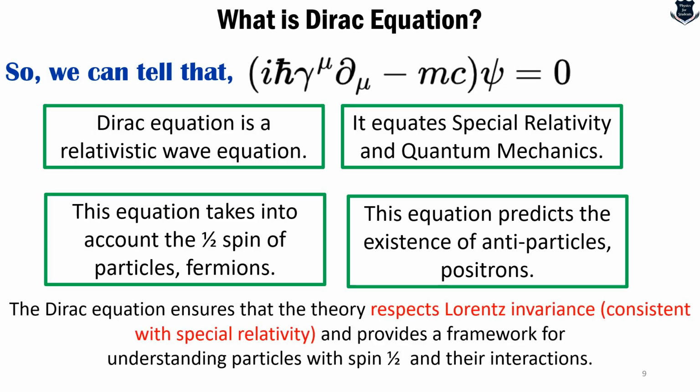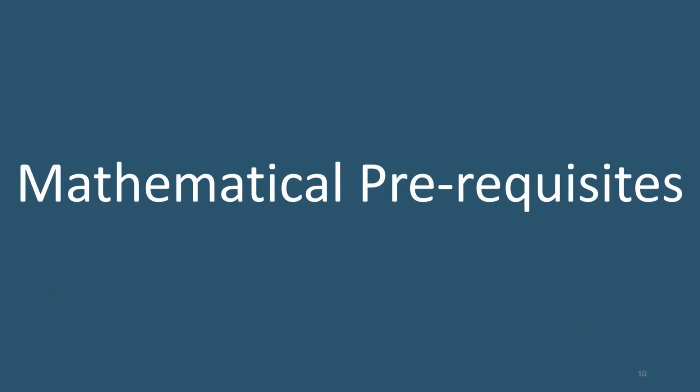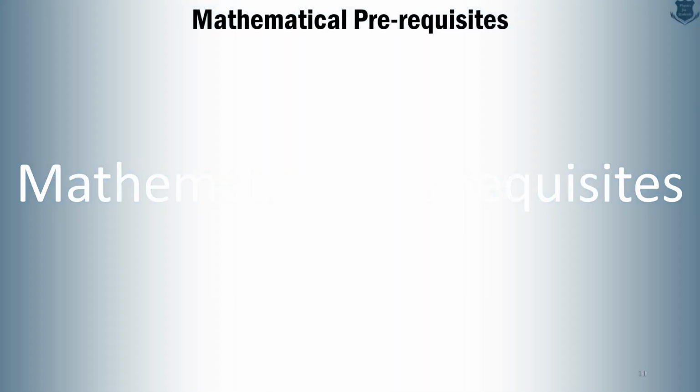The Dirac equation ensures that the theory respects Lorentz invariance. That means it doesn't change under Lorentz transformation, and it provides a framework to understand particles with spin half. The mathematical prerequisites, I will show you one by one, and most of them you already know, so the learning in this video will be easier. What we do not know, we will build on. When we talk of the mathematical prerequisites, I will cover both mathematics as well as physics. So the first thing is that you need a good understanding of the special theory of relativity, which you already know.